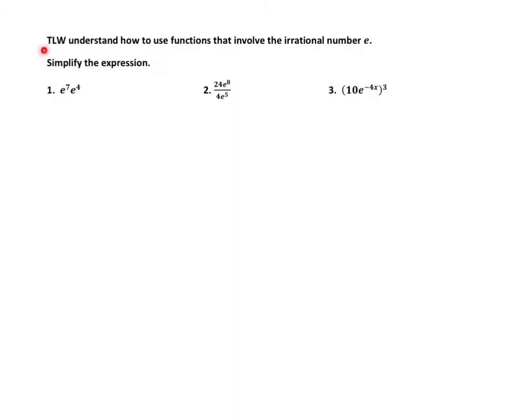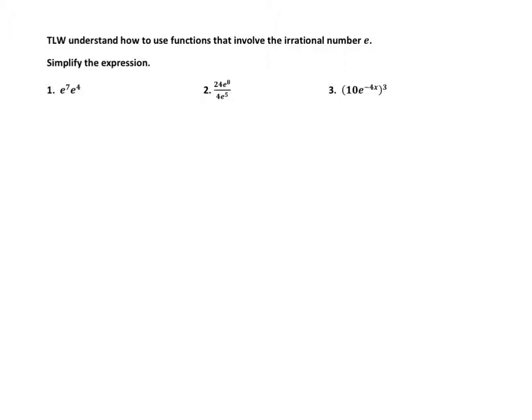Alright guys, today's goal: the learner will understand how to use functions that involve the irrational number e. e is called the natural number, and it is irrational. It's like pi. Pi is 3.14, blah, blah, blah. Well, e is like 2.718, but your calculator has it for you to use.